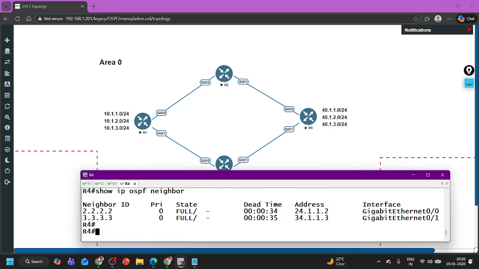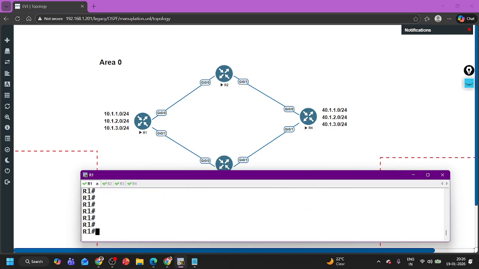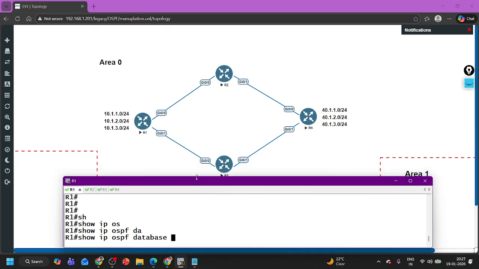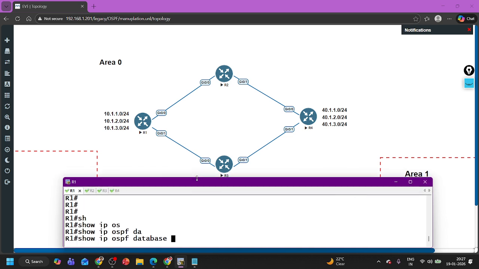Now tell me, in the database of R1, if I am going to open the database, show ip ospf database, how many types of LSA will be there? How many types of LSAs will be there? 1 and 2. Very good. Anything else? Next, 4, sir. Very good.